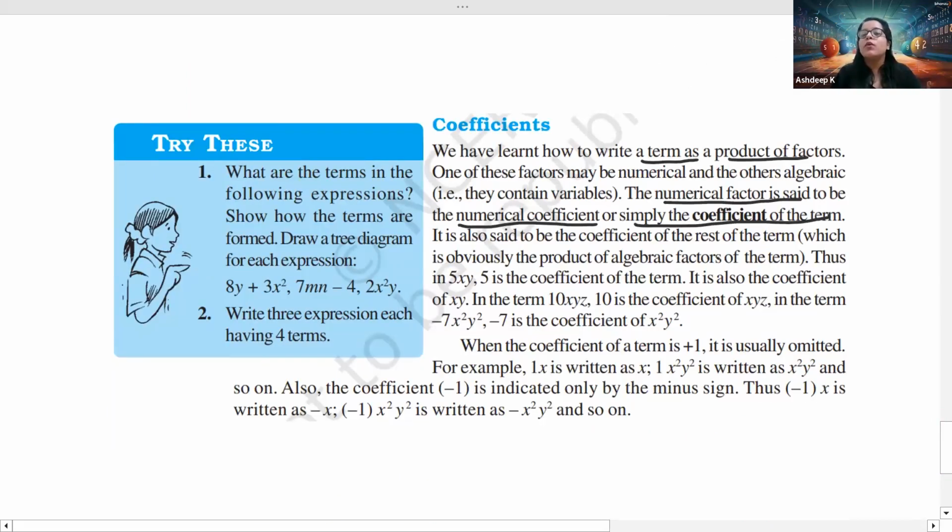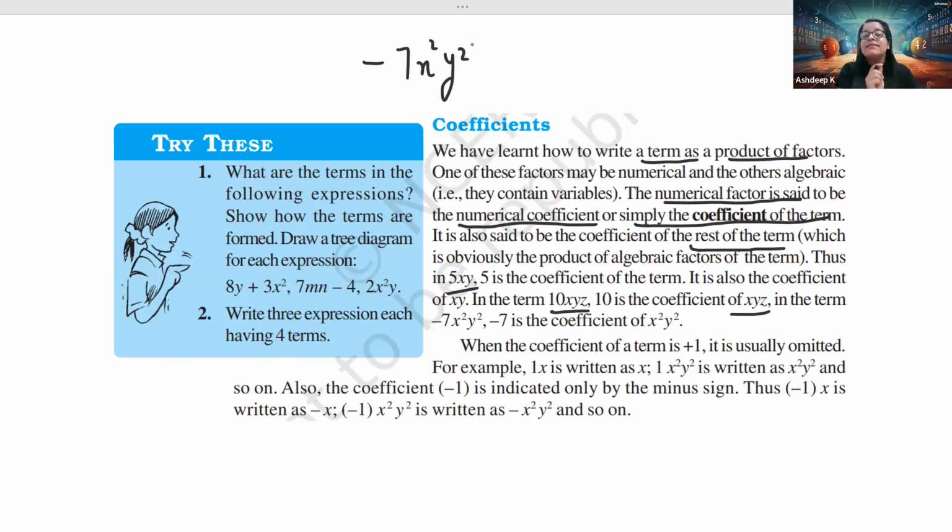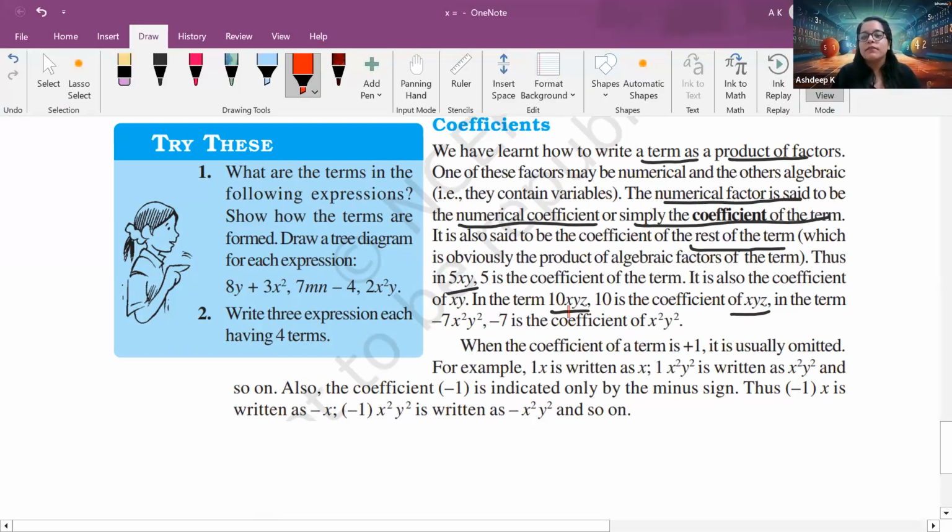It is also said to be the coefficient of the rest of the term. For example, in case we have 5xy, 5 is the coefficient of the term, right? It is also the coefficient of xy as well. Now, in the term 10xyz, 10 is the coefficient of the term, or we can say 10 is the coefficient of xyz, right? If we see another example, like minus 7x square y square, here minus 7 will become the coefficient of x square y square.